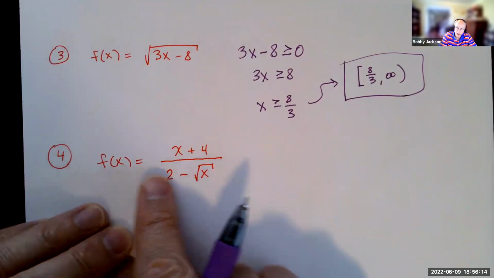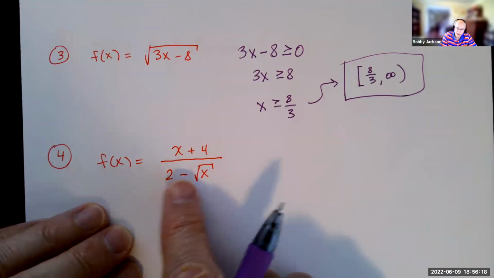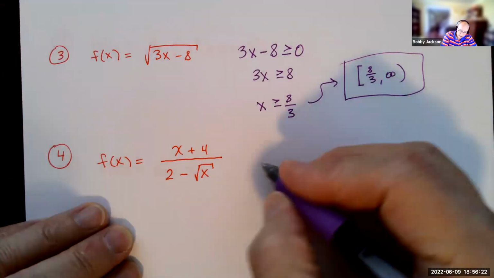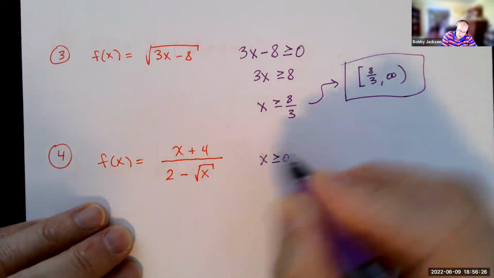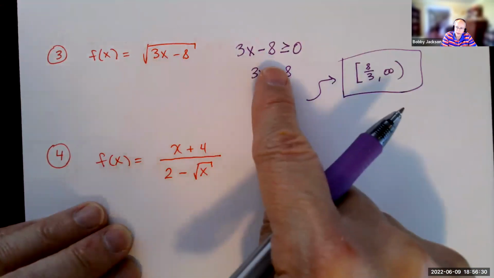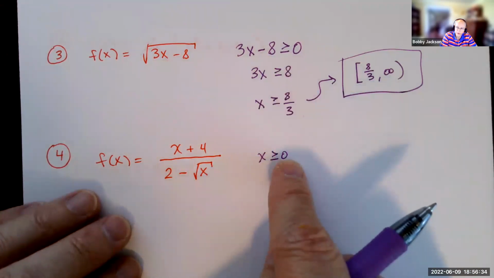This one, f of x, this time we've got x plus 4 divided by 2 minus the square root of x. Okay, so right away I see the square root of x, so I know that x has to be greater than or equal to 0. Same thing I did up here. Whatever's under the radical, in this case it was 3x minus 8, here it's just x, must be greater than or equal to 0.